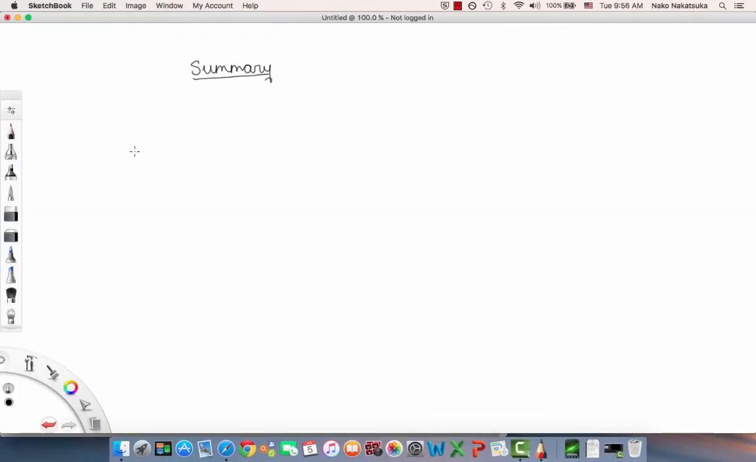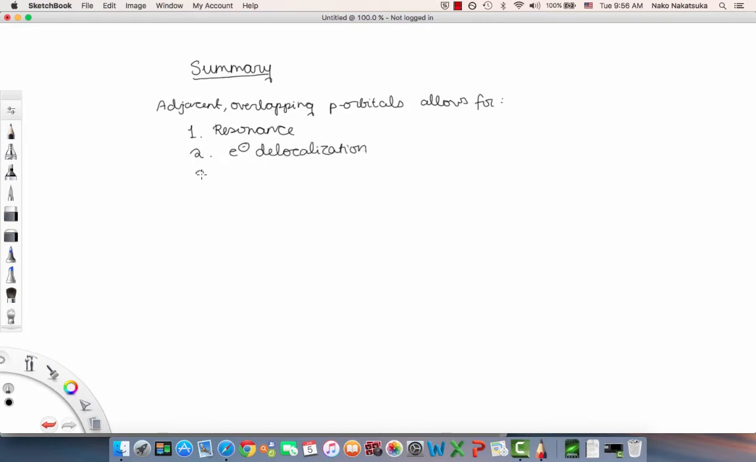To summarize the 2 examples I gave for understanding conjugation, first of all, adjacent, overlapping p orbitals allow for 1, more resonance. 2, more electron delocalization. 3, lower electron energy. And the sum of this all leads to greater stability.